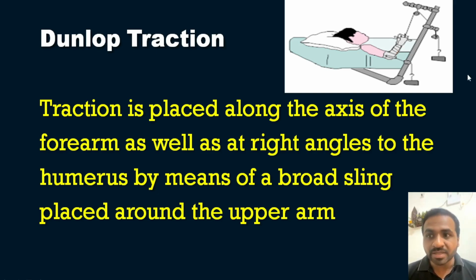Okay, this is the humerus by means of a broad sling. You can see a broad sling placed around the upper arm. Okay, it is placed around the upper arm. So these are the different types of tractions, and you have seen the pictures also.